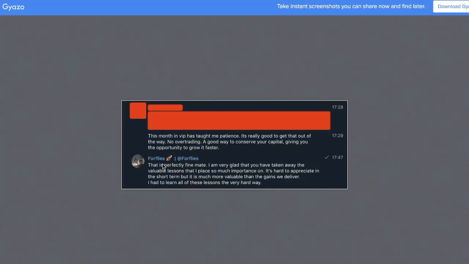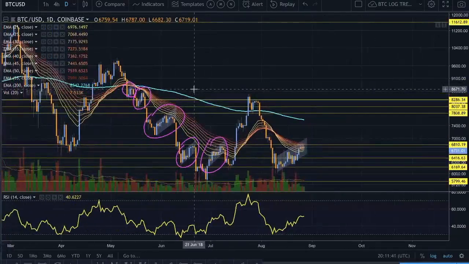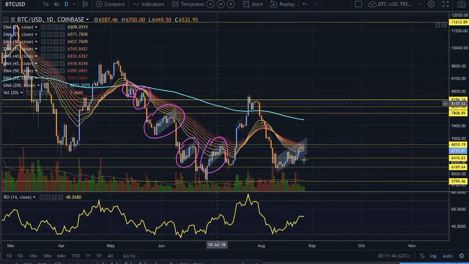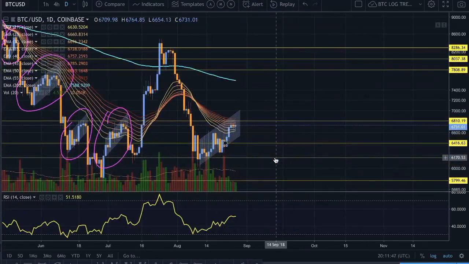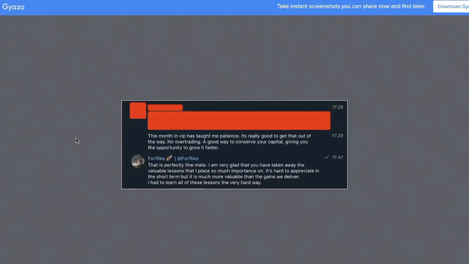Actually, I can't remember when I got this, but this was actually quite recent. "This month in VIP has taught me patience. It's really good to get that out of the way. No overtrading. A good way to conserve your capital." Like I said last stream, guys, one of my hobbies is to not lose money, giving you the opportunity to grow it faster. So if you guys want to pause and read this, go ahead. It's just one of the many messages I've been getting from members in VIP. We haven't been trading very much because of this range, but that knowledge is still definitely very much there, and it's incredibly powerful to keep a level head like this guy was able to do, or girl, I forgot, in this kind of a market.